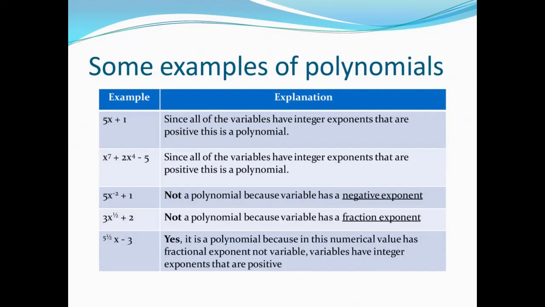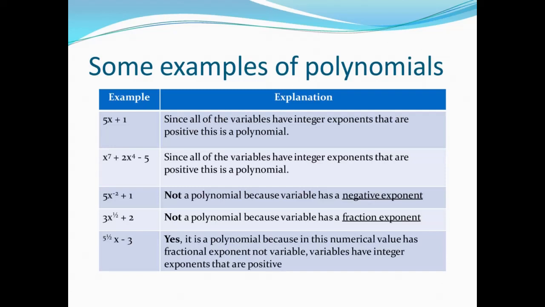The very first example is 5x plus 1. Is it a polynomial? The answer is yes. Reason: all of the variables have integer exponents that are positive. Second example is x to the power 7 plus 2x to the power 4 minus 5. Since all of the variables have integer exponents that are positive, again this is a polynomial. Third example is 5x to the power minus 2 plus 1. Now, is this a polynomial? No, it is not a polynomial. Why so? Because the variable has a negative exponent.